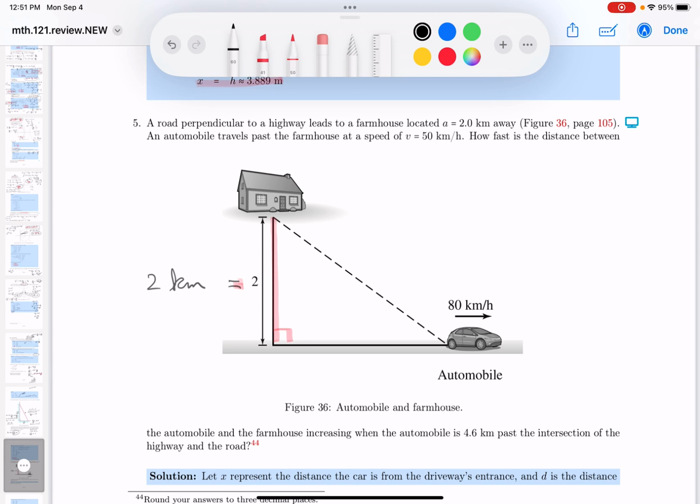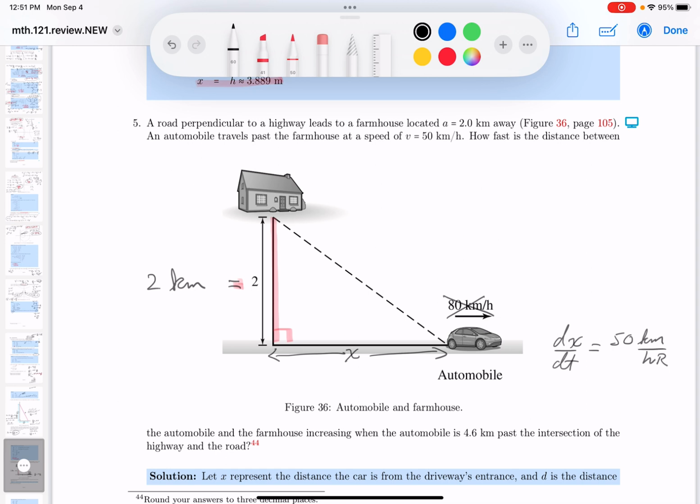All right. So I look at the picture and it says an automobile travels past the farmhouse at a rate of 50 kilometers per hour. So I'm going to just simply say, by the way, it's a generic picture. The automobile travels past the farmhouse at a speed of, so I'll put this over here. Let's give it a letter. I'm going to call it x. So this distance over here is x. And what do I know about x? I know dx/dt is going to be 50 kilometers per hour.